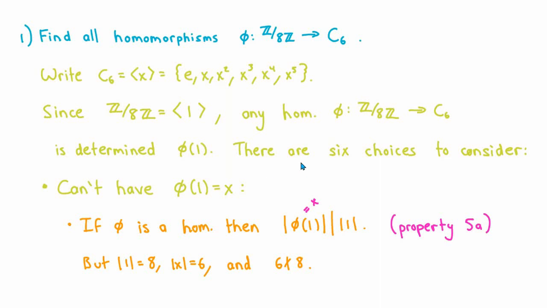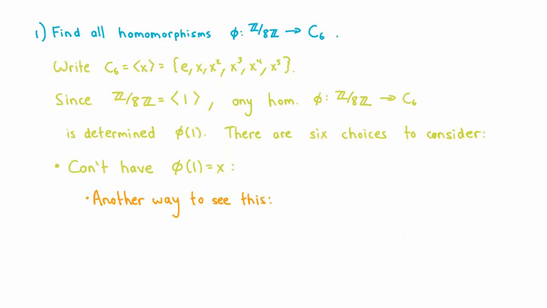So this is an example of the thing that I told you to be careful of. Not every possible choice of where to send the generators is going to extend to a homomorphism from one group to the other. Now, just to solidify this in your mind, I'd like to give you another way that you can see why this can't happen.